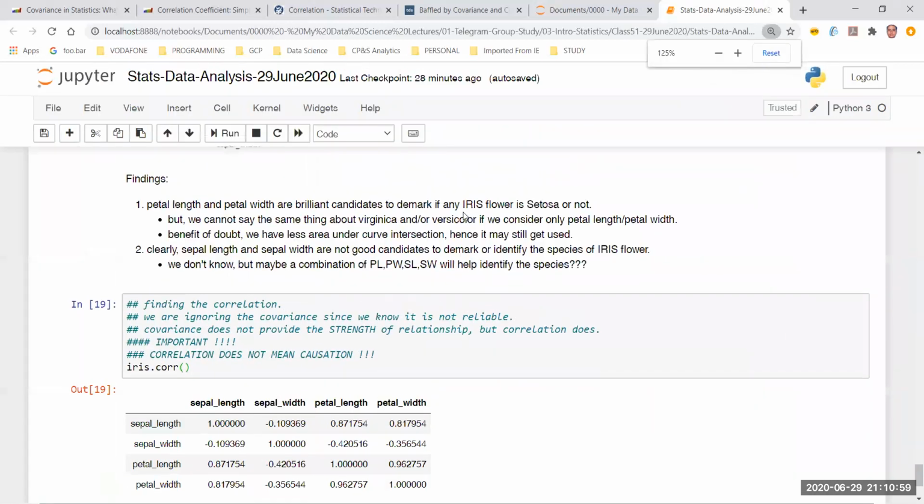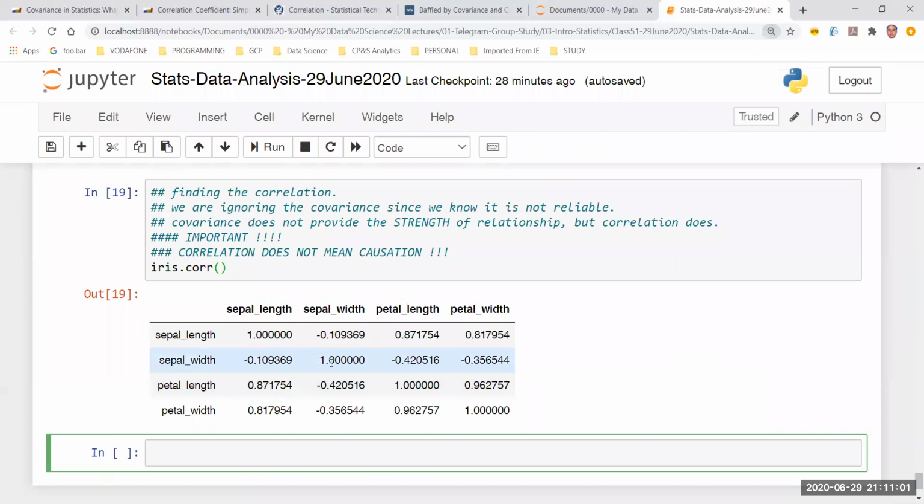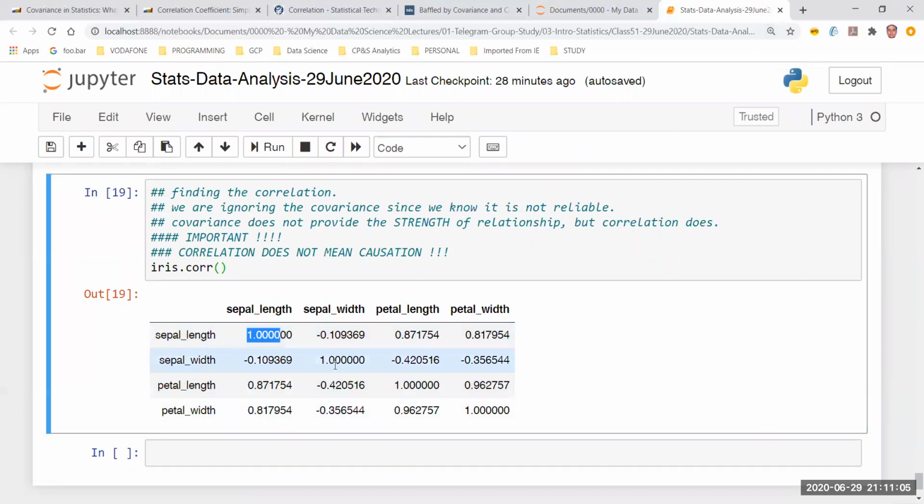So let me zoom in again. What is happening over here is this diagonal line, you see every value is 1. Obviously this is the highest strength of correlation, and that is going to happen because if you look at the intersection, sepal length intersected with sepal length, obviously the value is going to be 1.0. Right? In real life, you won't find that.